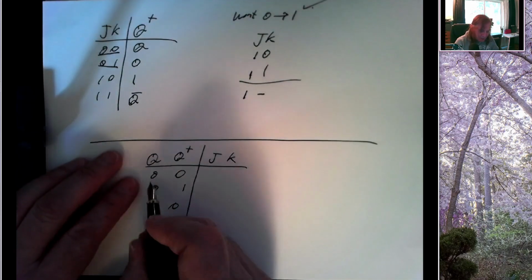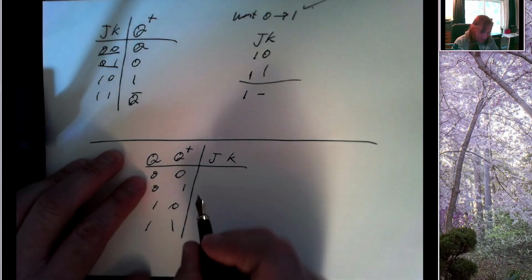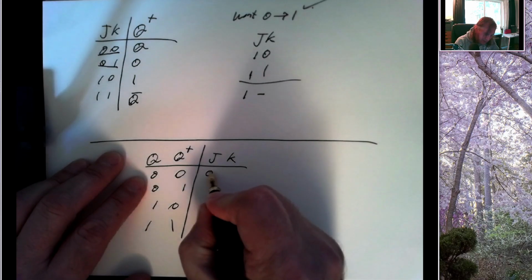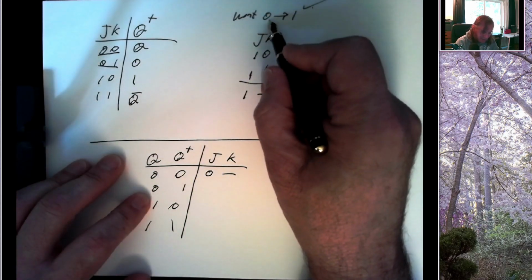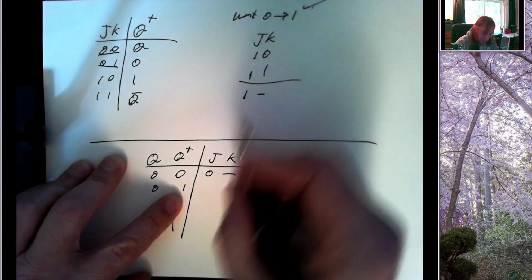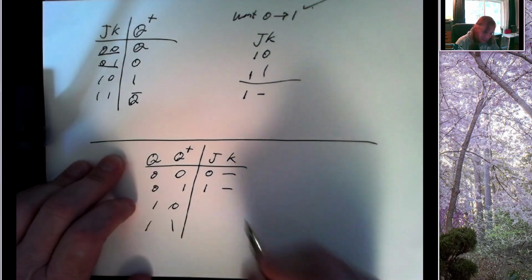Alright, well we already saw if Q is 0 and we want the new value to be 0, we should set J to 0 and K doesn't matter. If the current value is 0 and we want the new value to be 1, we should set J to 1 and K doesn't matter.